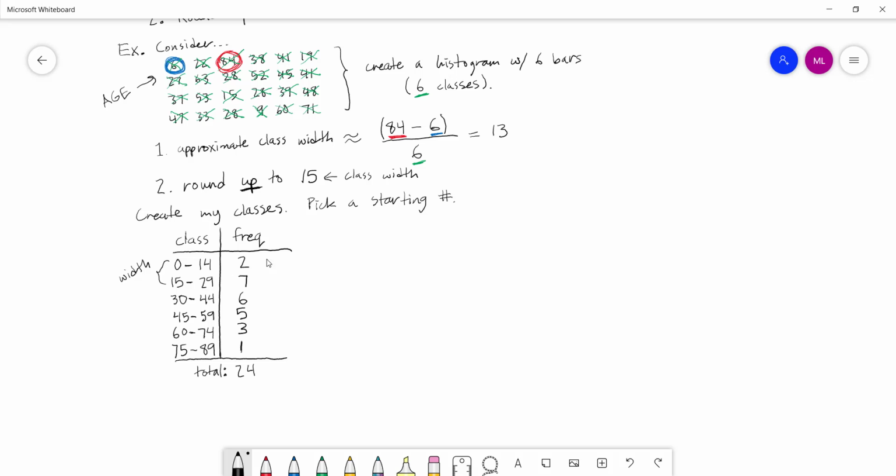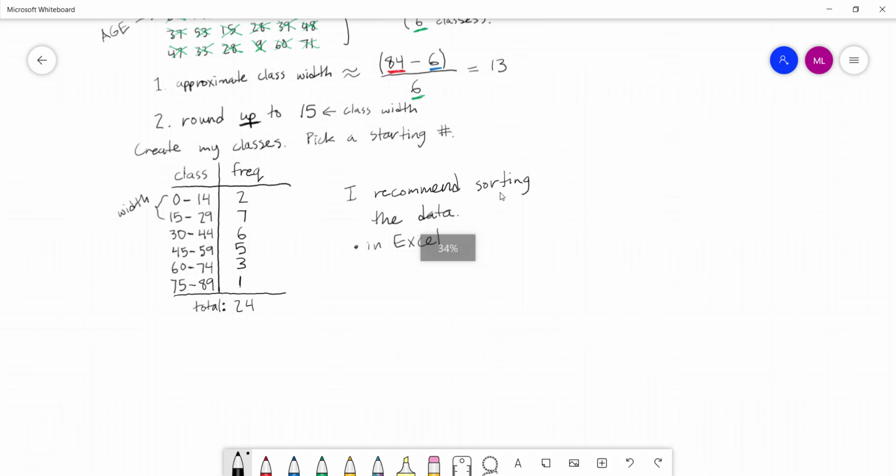And once this data is sorted, it's a lot easier to go through and make sure that we don't accidentally miss any numbers. So I would highly recommend sorting the data for these problems. You can do it in Excel. And maybe I'll whip up a quick video that I will add in that shows you how to sort numbers in Excel. And you can also do it if you have a graphing calculator.